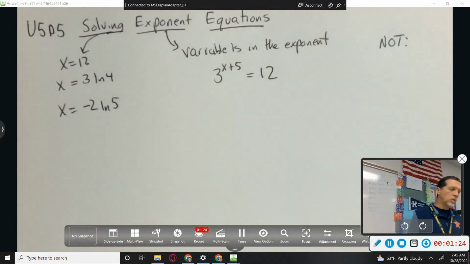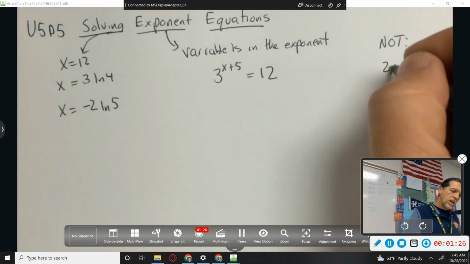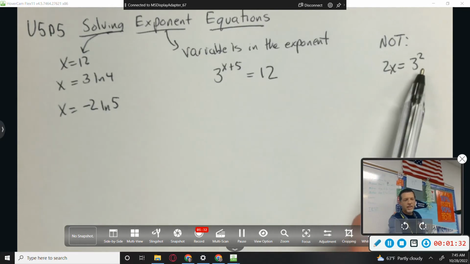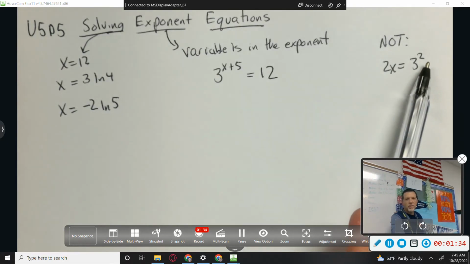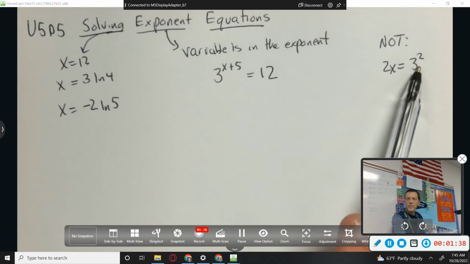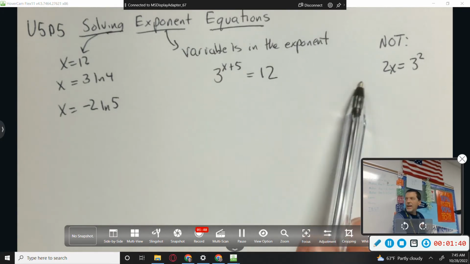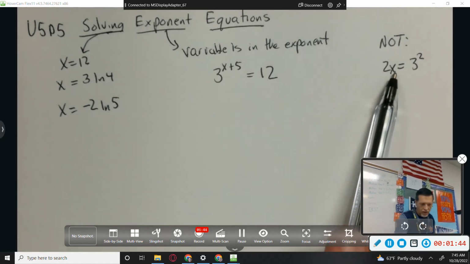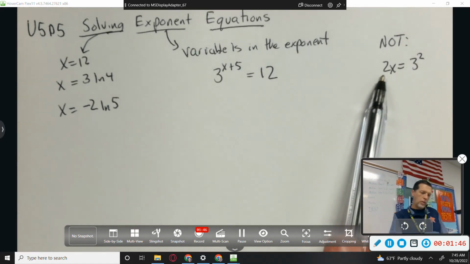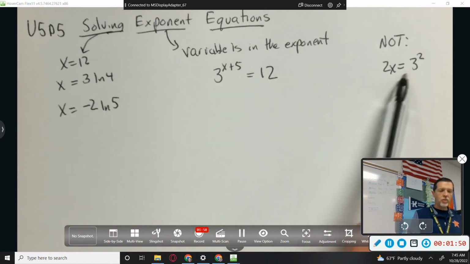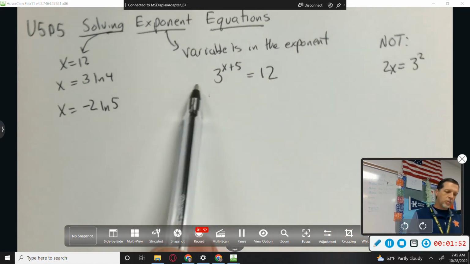As opposed to 2x equals 3 squared. Right, like that equation had an exponent, but it's not an exponent equation because the variable's not in the exponent. I don't know, it's not like we're going to give you equations and ask you to identify which one is the exponent equation. But this, we already know how to do that. That's just 2x equals 9. That's easy. This one is a little bit harder.